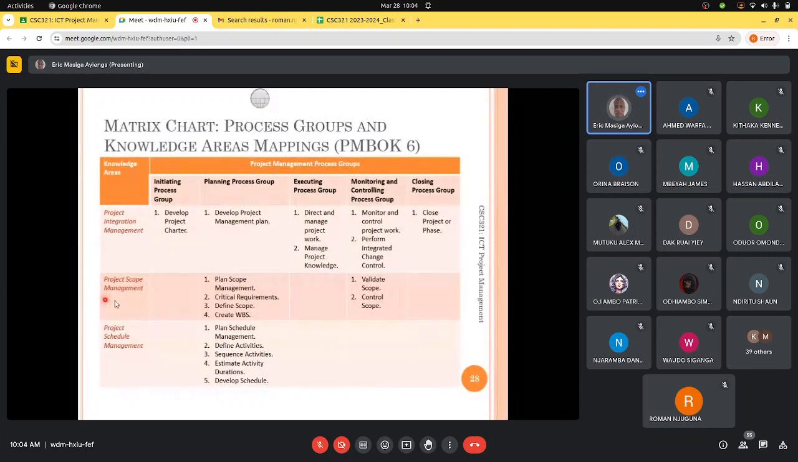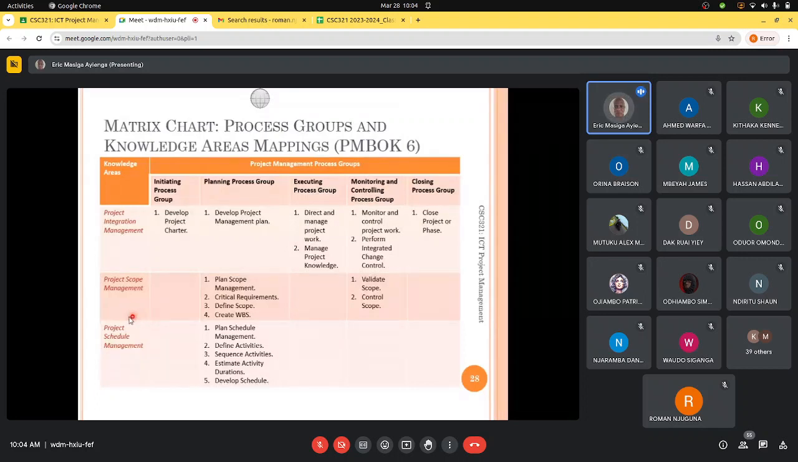Like in project scope management, in this knowledge area, the only groups that will be involved are the planning process group and the monitoring and controlling process group. So the planning process group will plan scope management, collect requirements, define scope, and create the work breakdown structure. The monitoring and controlling process group will validate the scope and control the scope.